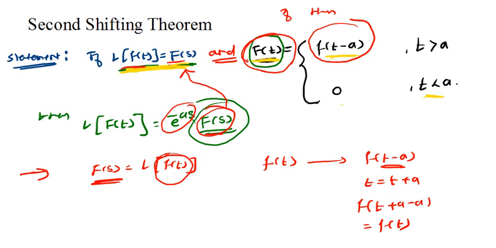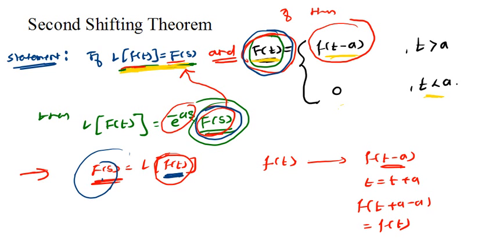Okay, so again I am repeating what we need. We need the Laplace transform of which function? We need the Laplace transform of this function, capital F(t). Now it is given by F(s), and you know F(s) is nothing but what? L of f(t).